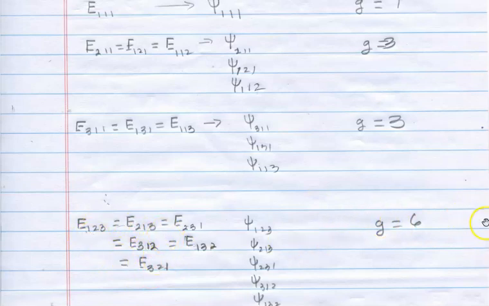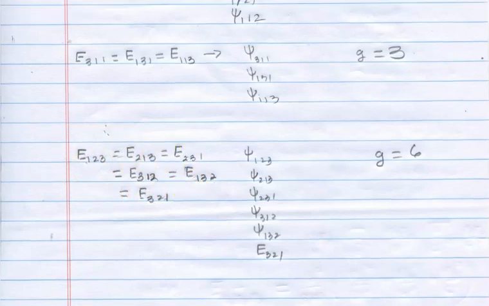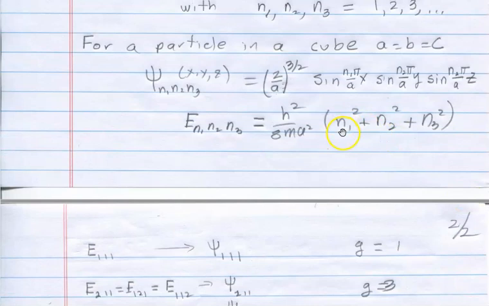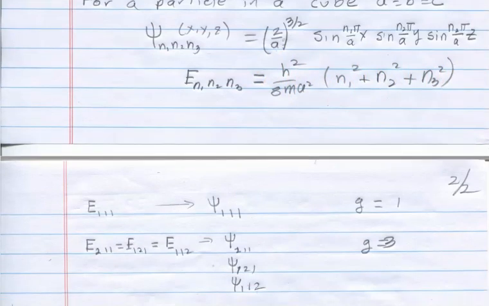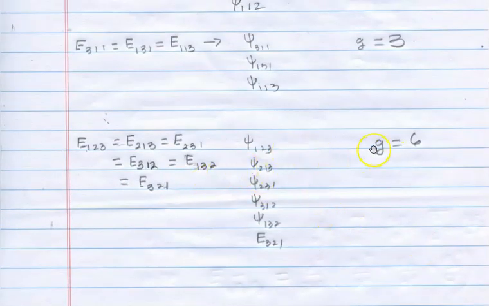So I have 6 different states, all of which, this should be a psi down here, all of which have exactly the same energy level. All of them have this energy level here. And so the degeneracy of this state, the energy is all the same. I'll have a 1 plus 2 squared, so that's 5, plus 3 squared, which is 9. So 5 plus 9 is 14. So I'll get 14 times this. All the same energies, but all of these states here have that energy, and so the degeneracy is 6.